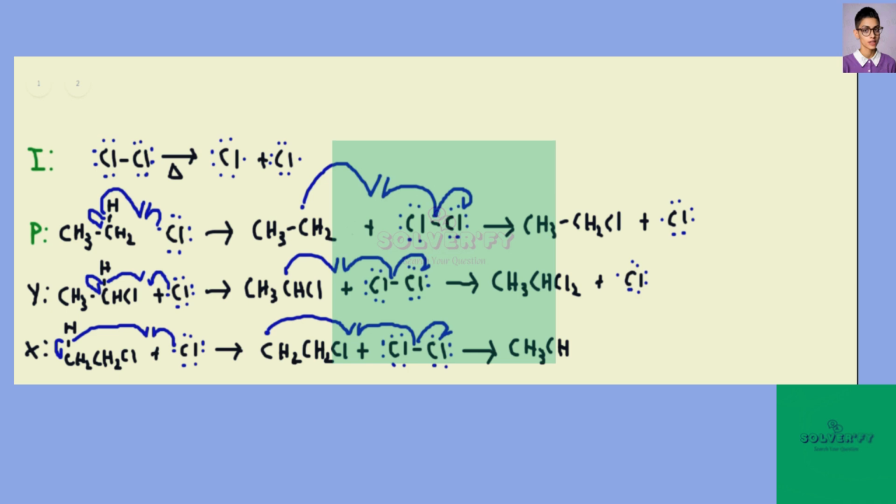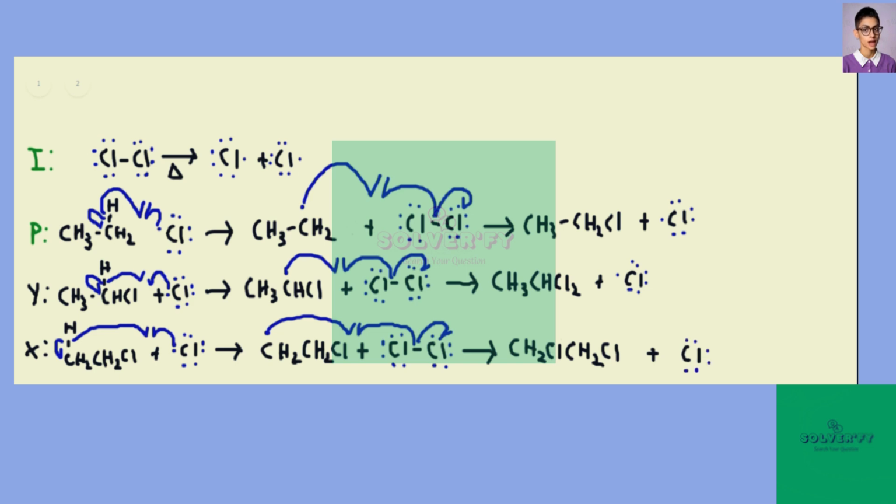Oops, I said one thing and I drew something else. All right, CH2Cl, CH2Cl. So there's our product X. And again, as I said, this will also regenerate the chlorine radical.